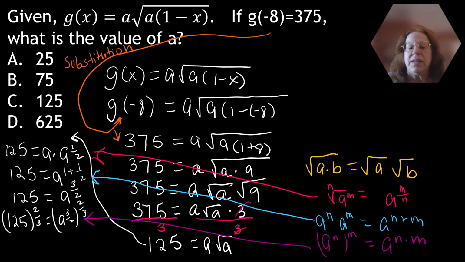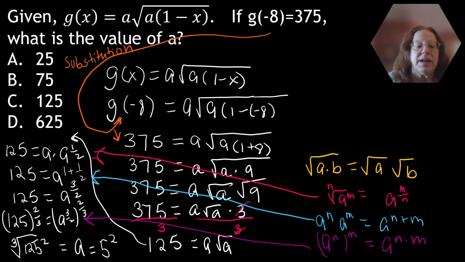Now we're going to use the fact that a to the n, taken to the mth power, is a to the n times m. So we're going to raise both sides to the power of 2/3, because I want a to be to the first power. We multiply 3 halves times 2/3 and get 1. So we have the cube root of 125 squared. If you look at that orangey rule, the nth root of a to the m equals a to the m over n. That's how I got there. It is equal to a, because a to the 3 halves to the 2/3 is a to the first.